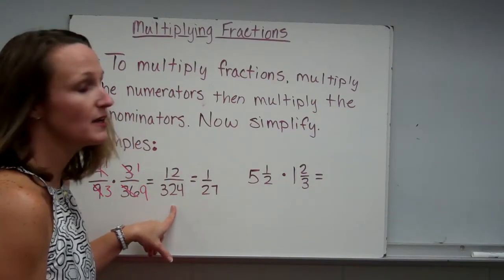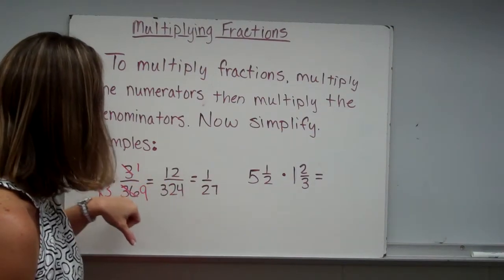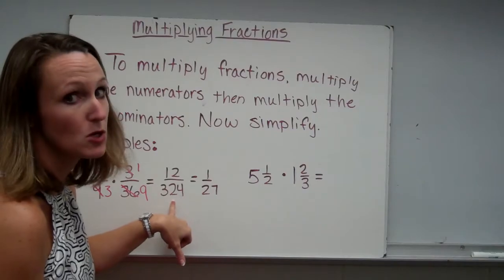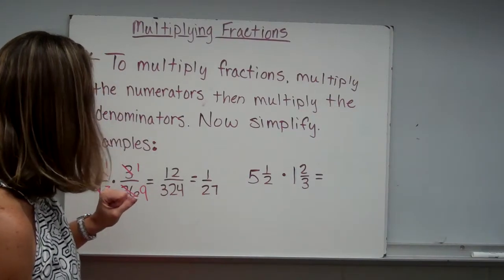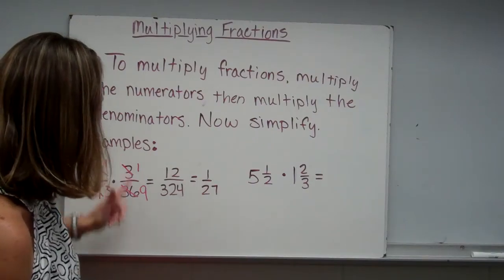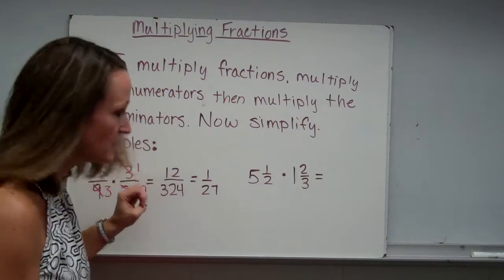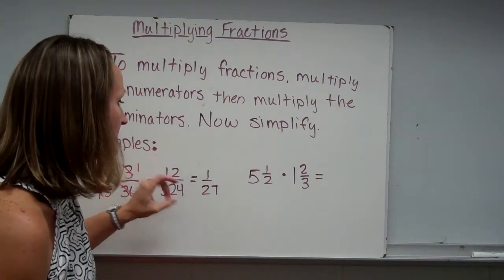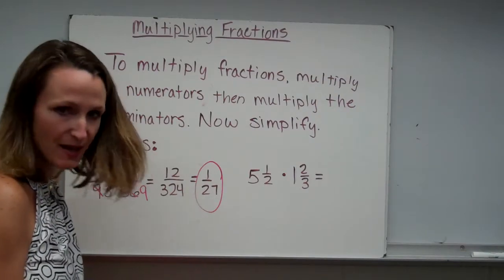It's not wrong either way. You can multiply 4 times 3 and get 12, 9 times 36 and get 324, or you can simplify it to start with. You could have also simplified right here. So if you want to simplify before multiplying, that's fine, or you can simplify at the end. As long as you end up with this, I'll be happy.